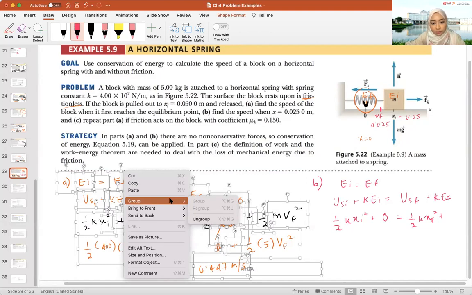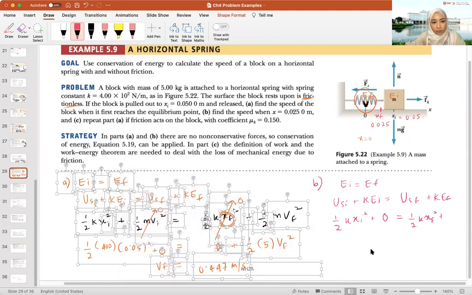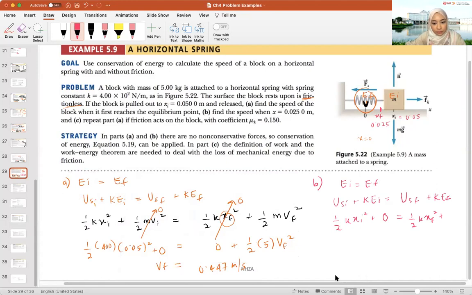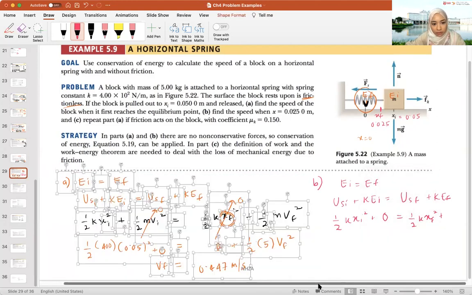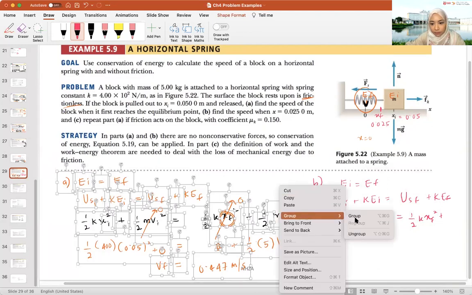Kenapa dia cakap dah group? What is this? Sekejap. Hari ni please behave. Okay, boleh.